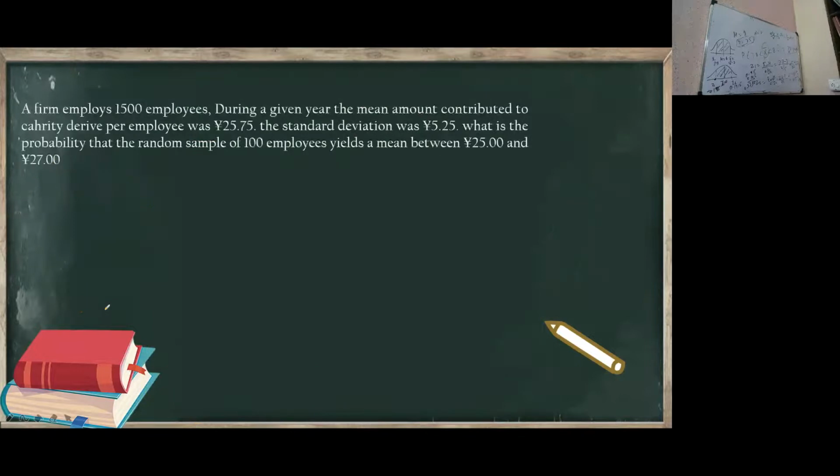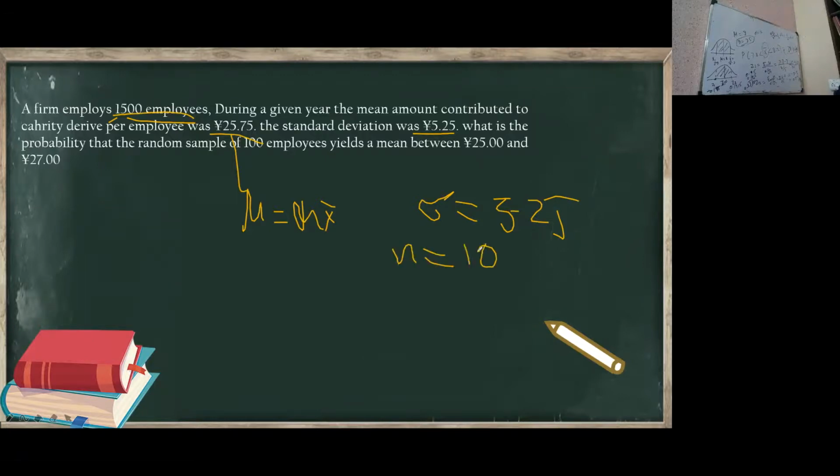Similarly, you can take another example. Now, a firm employs 1500 employees during the given year. The mean amount contributed to charity per employee was 25.75 RMB. So that's the mu, equal to mu x bar. The standard deviation was, this is sigma, 5.25, right? What is the probability that a random sample of 100 employees, sample is 100, yields between, probability of 25 less than x bar less than 27.